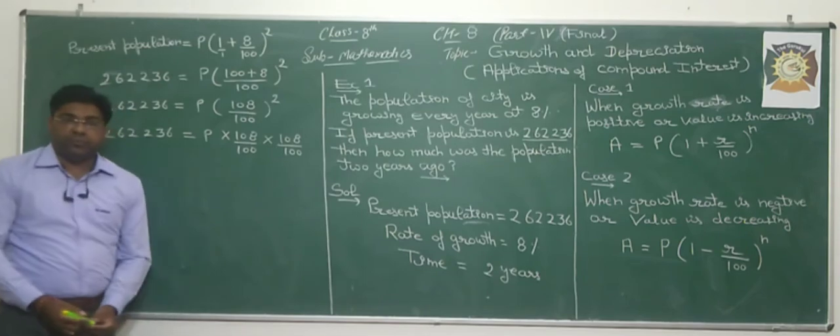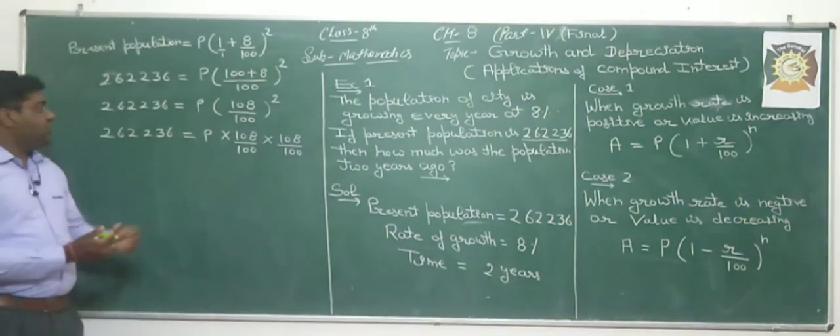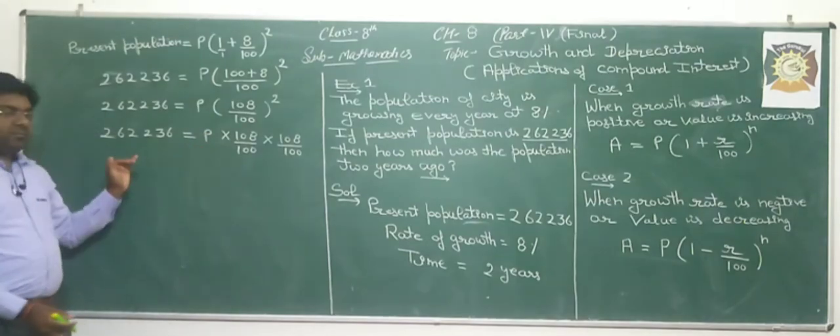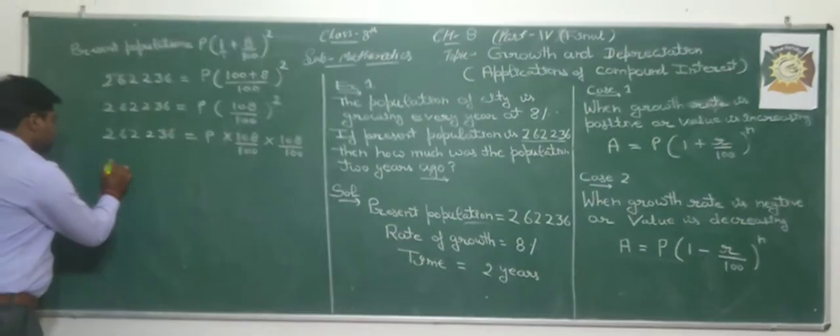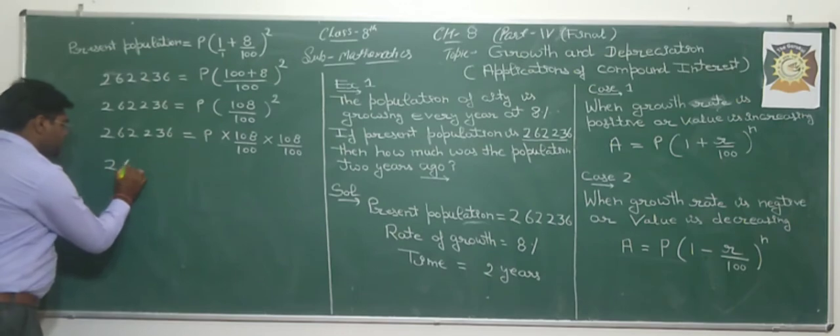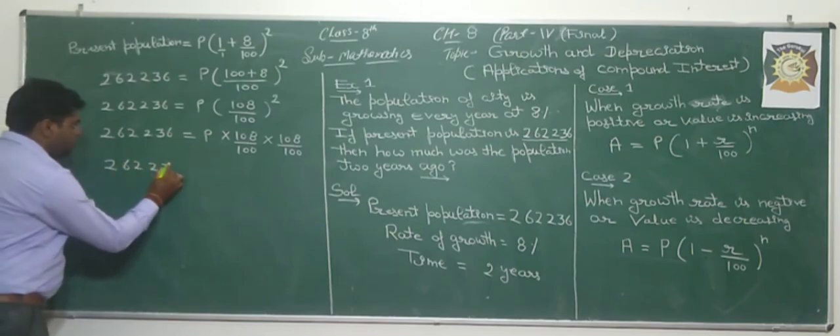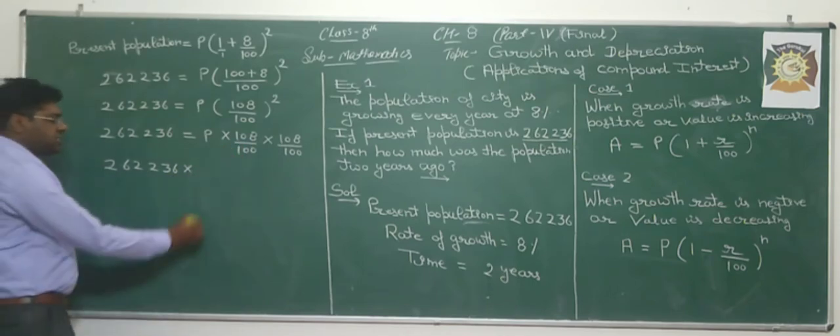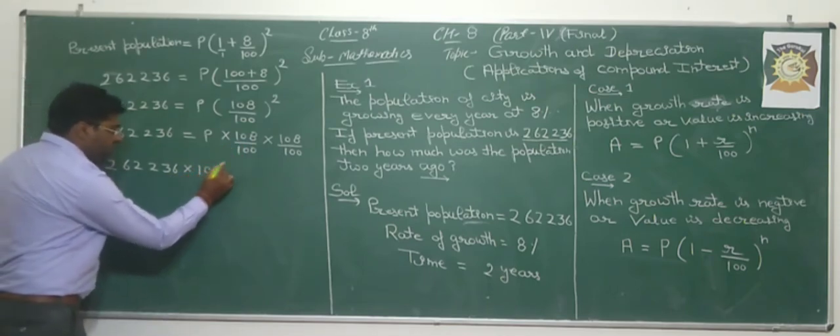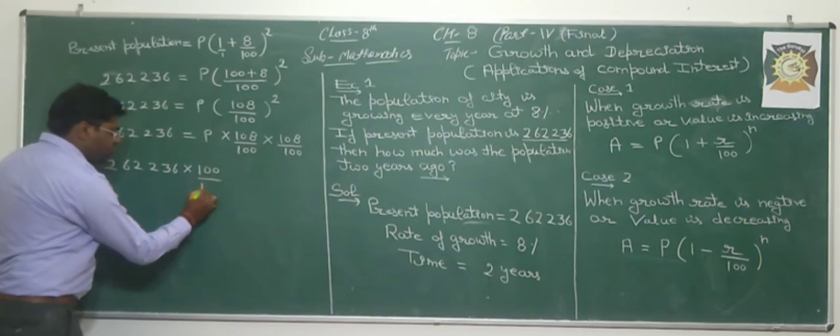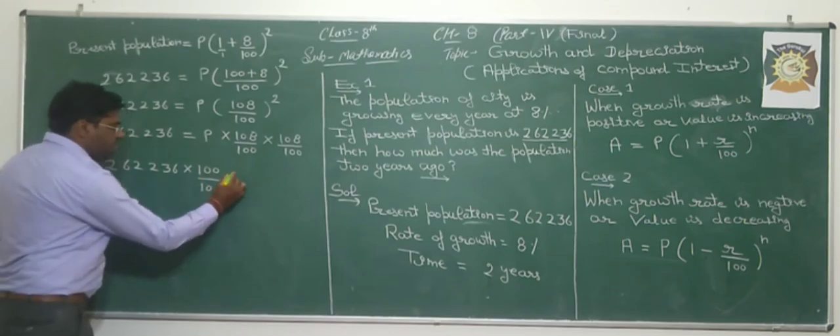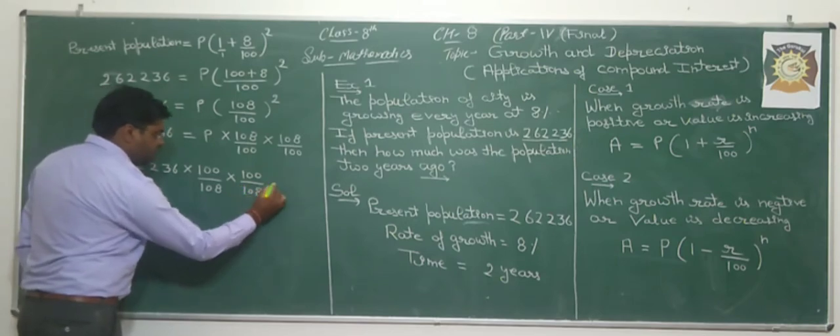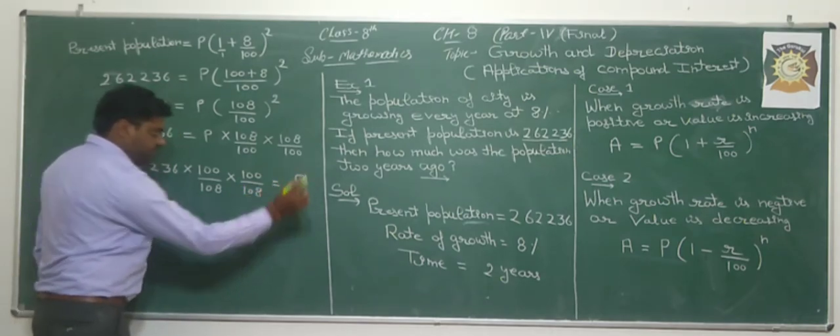Now what do we have to do? We have to find the value of this P. That means we have to take these two things to the other side. Then how can we write? This is 2,62,236 multiplied by 100 upon 108. Because 100 was in the form of division, it now becomes multiplication, so it is 108 multiplied by 100 upon 108 is equal to P.